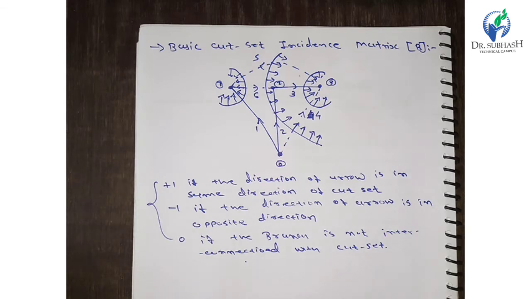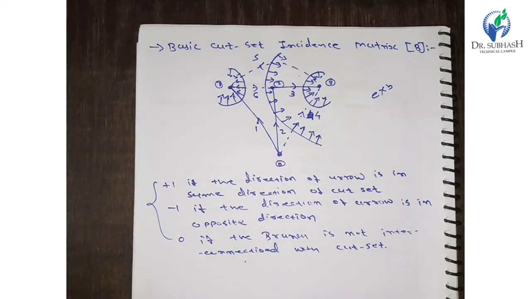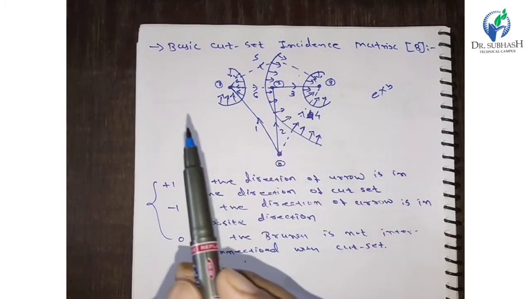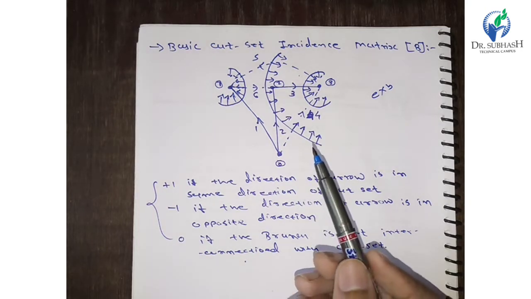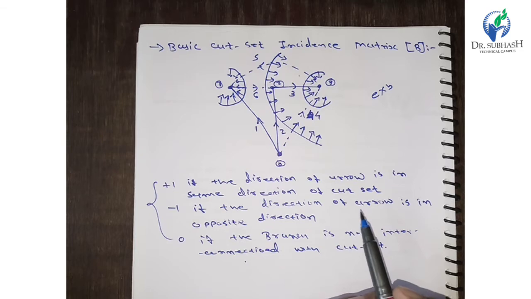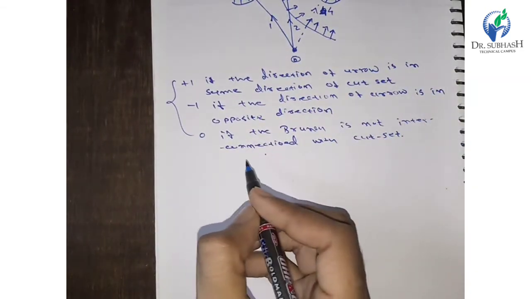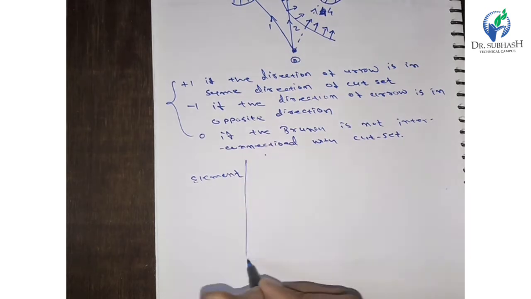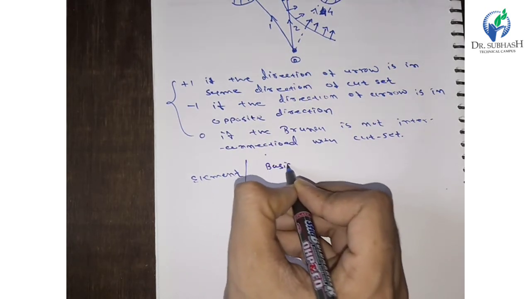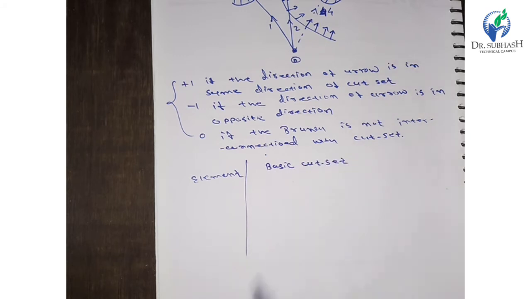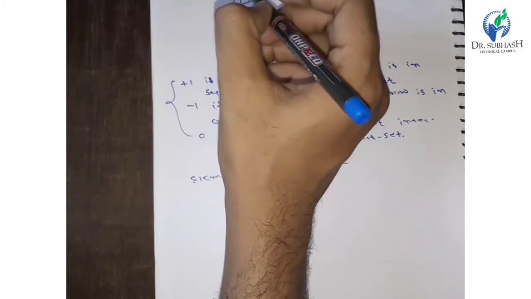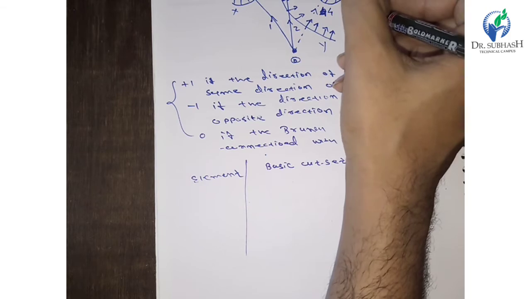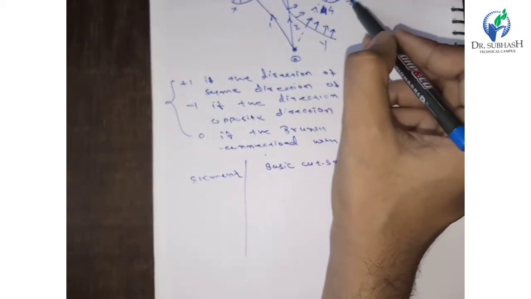Now the basic cut set incidence matrix has a dimension the same as e cross b. We can represent it as e cross b. The basic cut set incidence matrix is oriented by using this graph. When we draw the matrix form, in the element versus basic cut set part, they are shown in the table below. The table is element versus basic cut sets. Here the basic cut sets we have taken are cut set x, cut set y and cut set z.